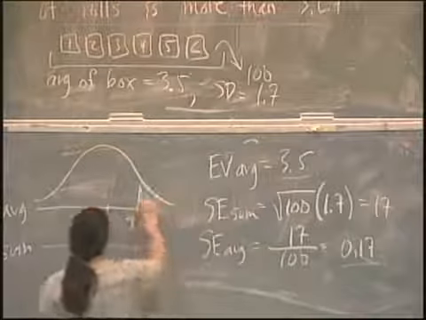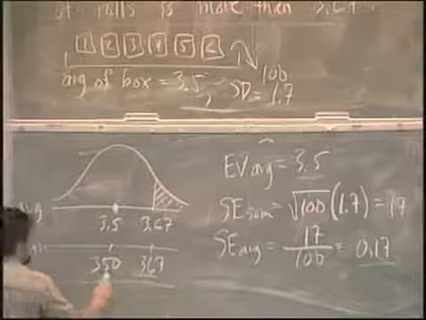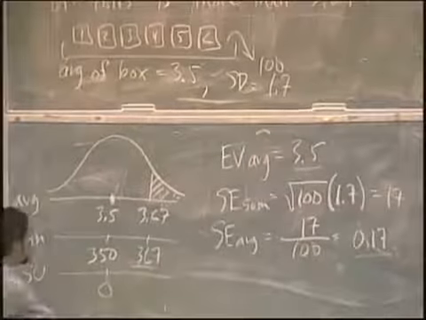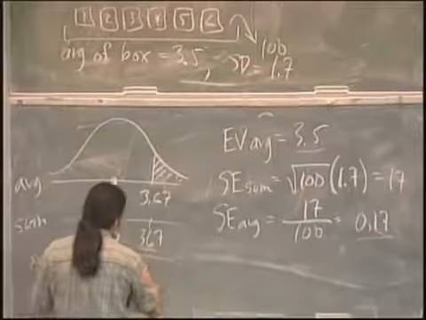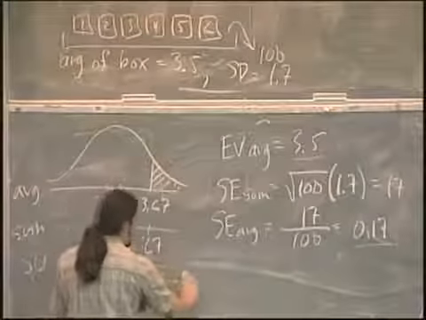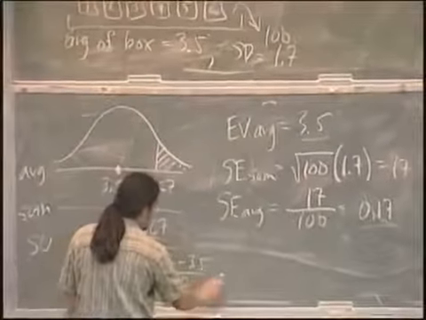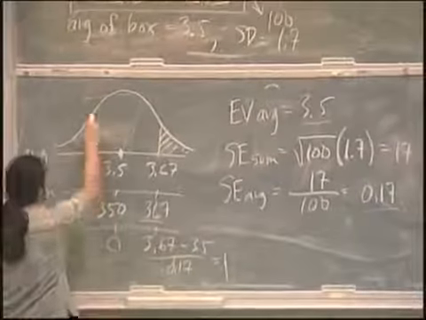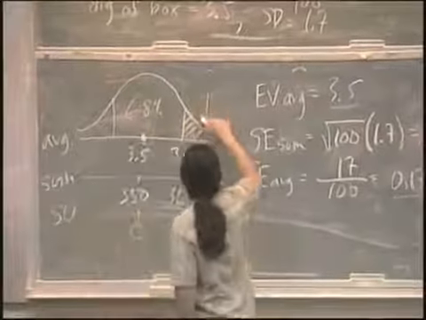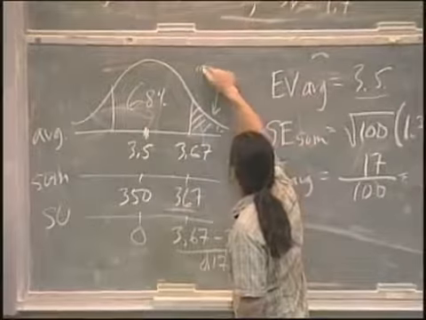And so what I'm doing is this. Trying to find that area. So I need to convert into standard units. In the center is 0, 0 SEs away from the expected value. And then this, you can maybe see I did this so the numbers would come out nicely. 3.67 is the value minus the expected value divided by the standard error of 0.17. So that's 1. Okay, so I know that there's about 68% in the middle. And then this is 100 minus 68 divided by 2, which is about 16%. About 16%.